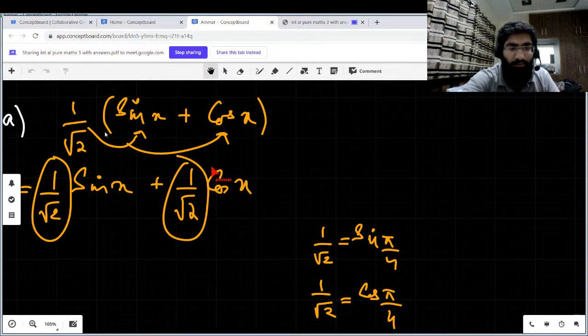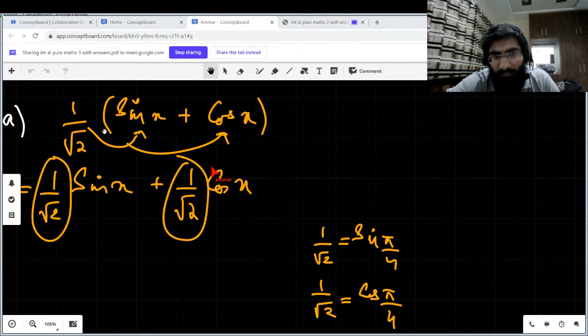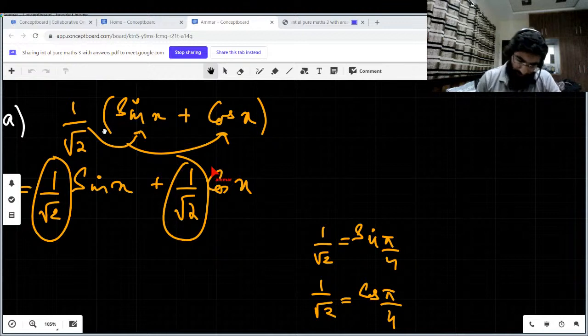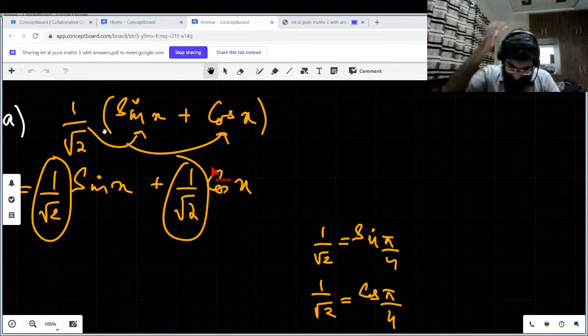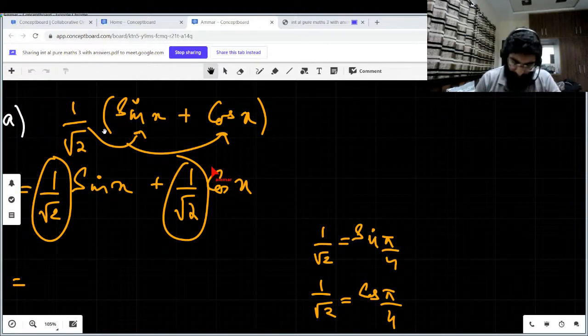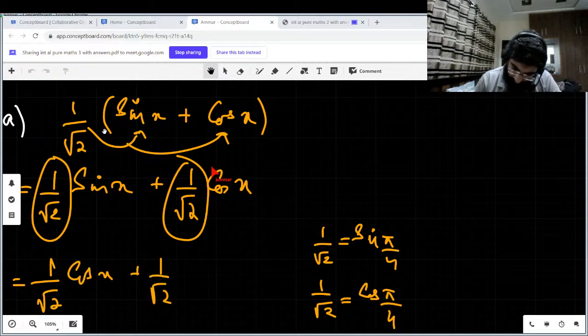So here, what would it become? If I rewrite this thing as half root 2, I'm just replacing these, for example, 1 by root 2 cos x plus 1 by root 2 sine x. Okay. And then this 1 by root 2 I can write as sine pi by 4.